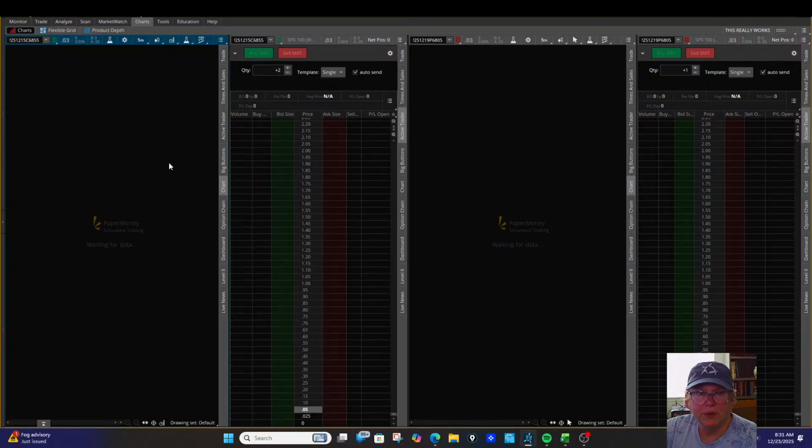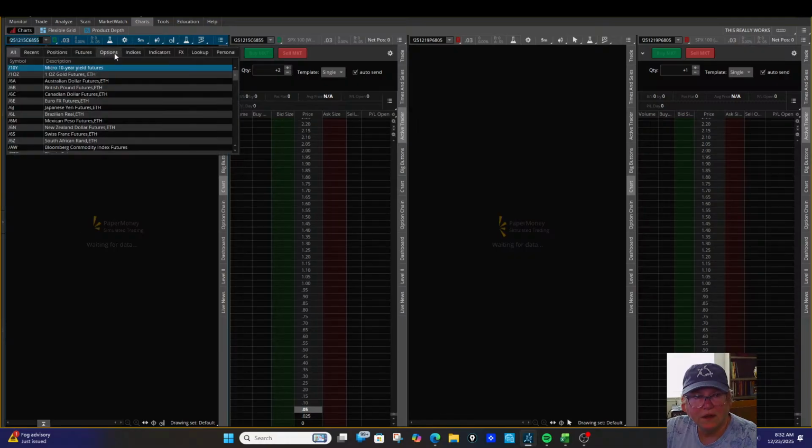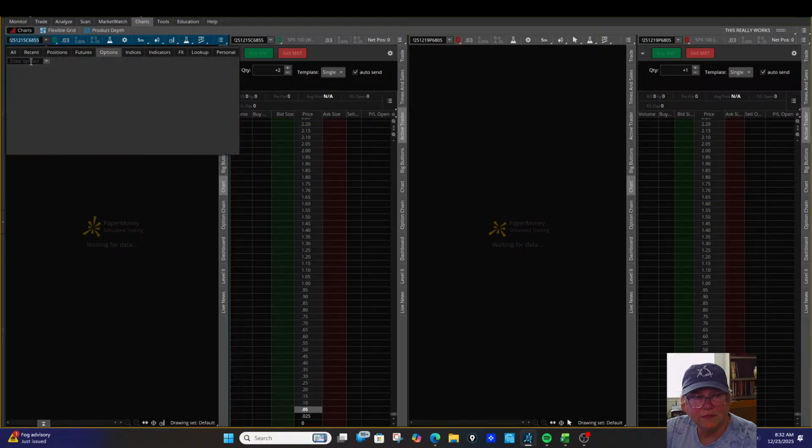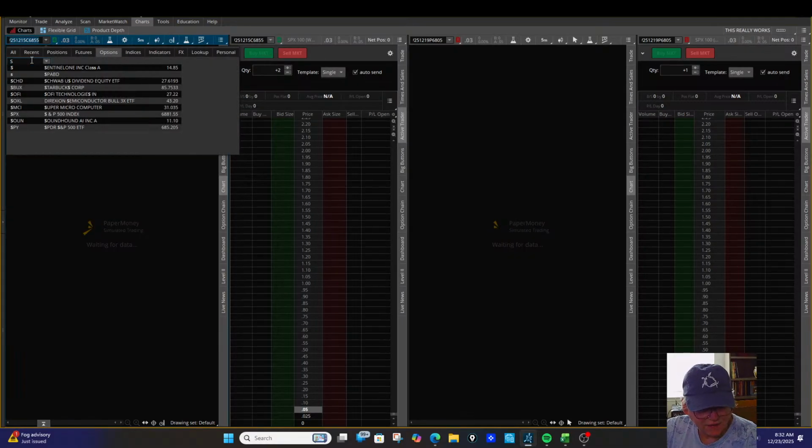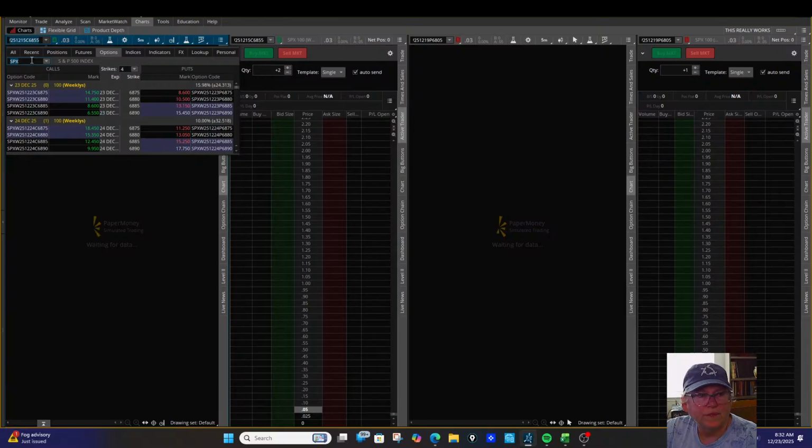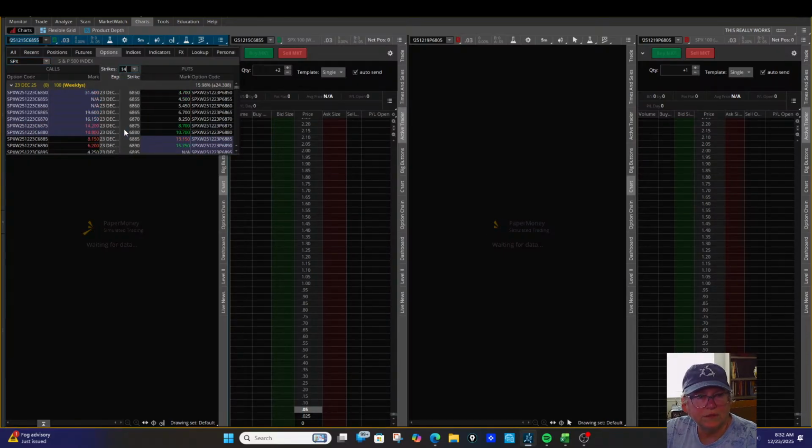It is coming up on 9:32. That was the alarm for 9:32. I come over here to the symbol table, click Options, click SPX, and I like to look at 14 strikes.